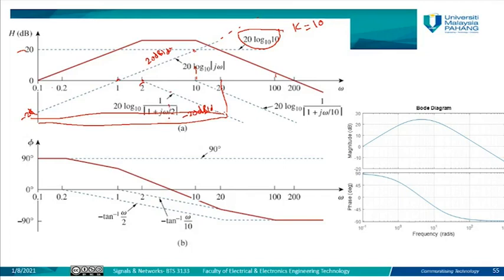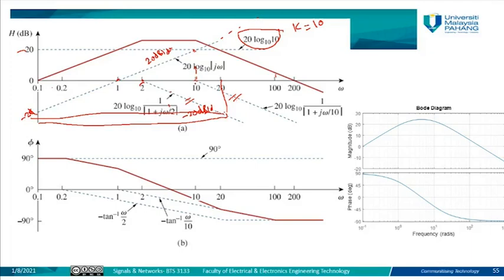For the second element here, which is omega over omega 1 equal to 10, before 10 it is equal to 0. After 10, it goes with the same slope, which is negative 20 dB per decade. So you can see these two lines are parallel because they have the same slope, negative 20 dB per decade.